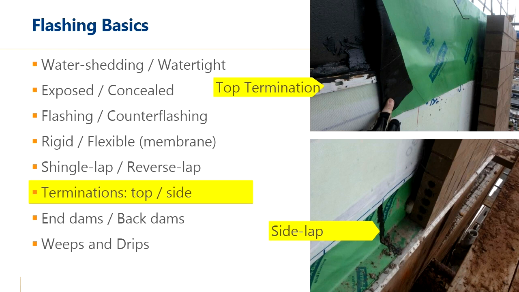Down at the lower image, we can see a side lap. As these pieces of flashing come together, it's important that those remain watertight. So there's an additional layer of material, of mastic material, that's being used in this side lap to maintain that seal.